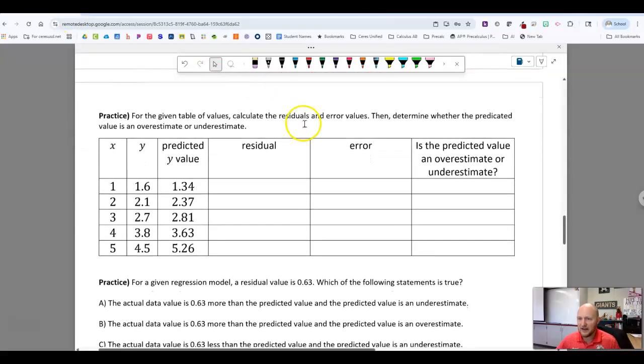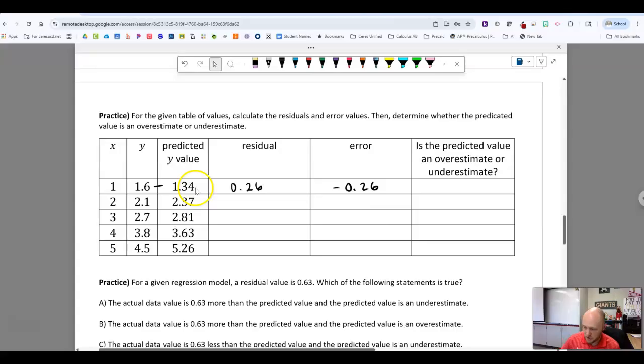Here's some practice for calculating residual and error, and is their value an overestimate or an underestimate. Again, what you're going to do here is subtract these values in order to get a residual. Residual is actual minus predicted. So here I could get 0.26. The error will be the opposite, a negative 0.26. And then is this an overestimate or an underestimate? Again, if your residual is positive, that means that your actual was bigger.